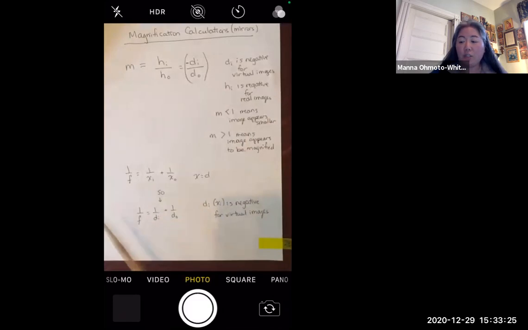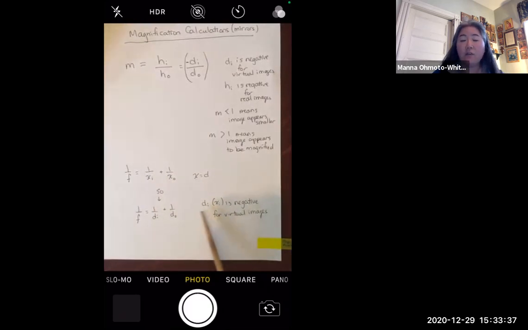The next equation looks at the focal distance and the distances. So here x and d are the same, so we're just going to be using 1 over f is equal to 1 over di plus 1 over do. Remember that if you have a virtual image, then the image distance is going to be negative because it looks like it's existing behind the mirror.